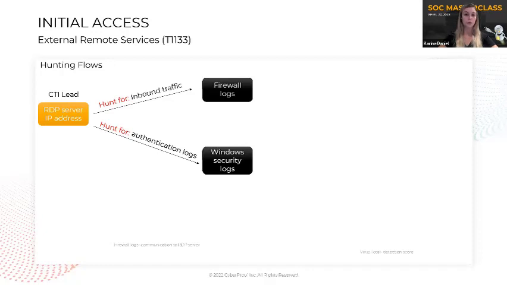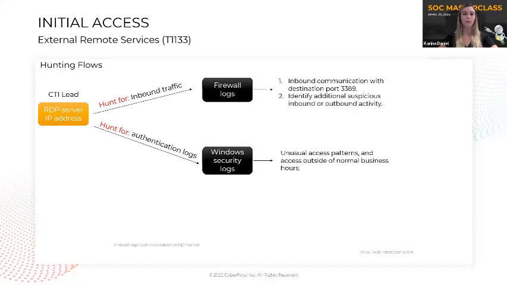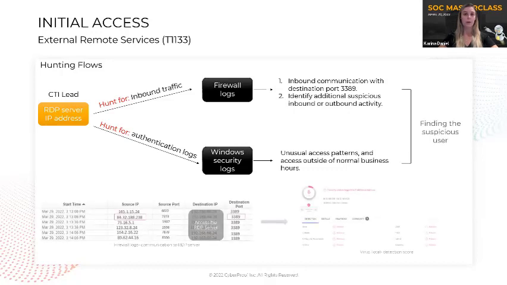So what should I look for? As I said, inbound communication with destination port 3389, the RDP port. Also, we can look for suspicious inbound or outbound activity that's also associated with this IP address. It's important to exclude all the internal subnets as a destination and also to filter out all the known client-owned external destinations, because by taking this approach, we could find the suspicious IP.